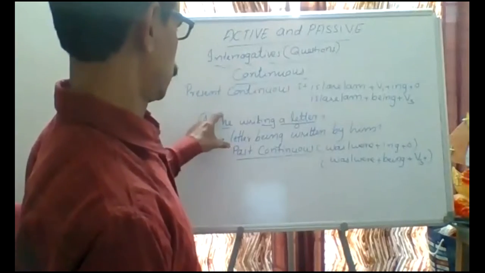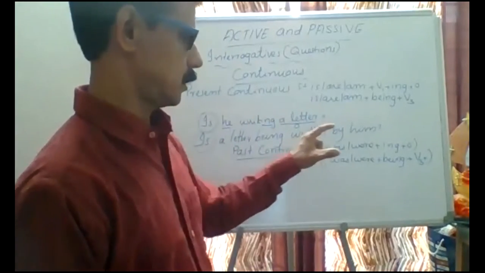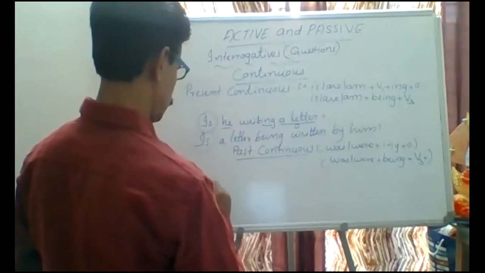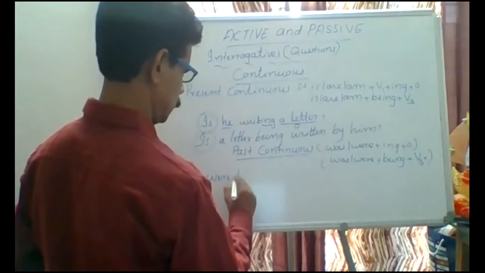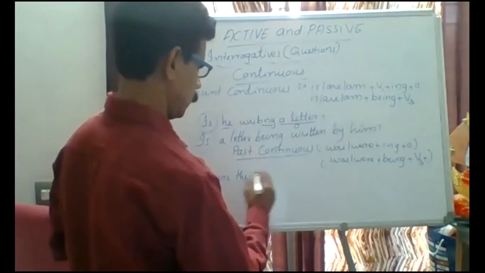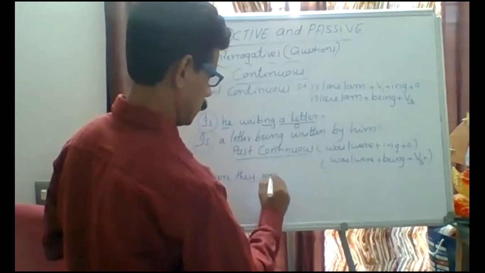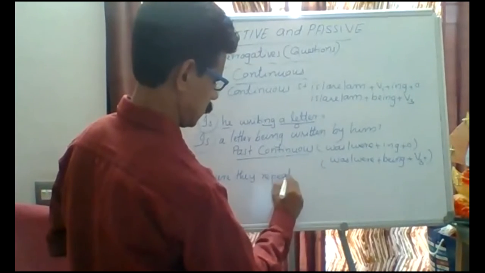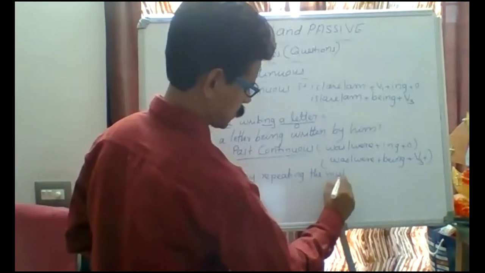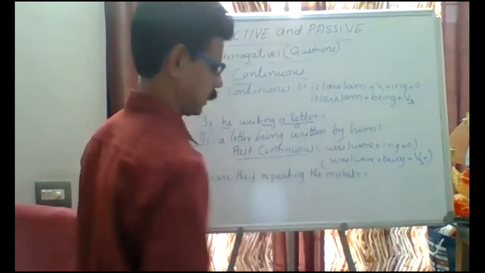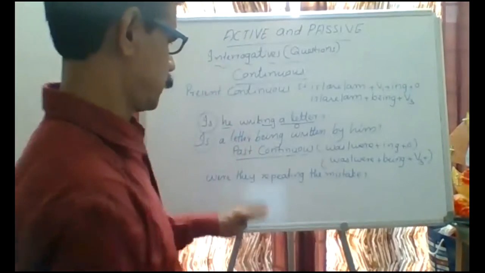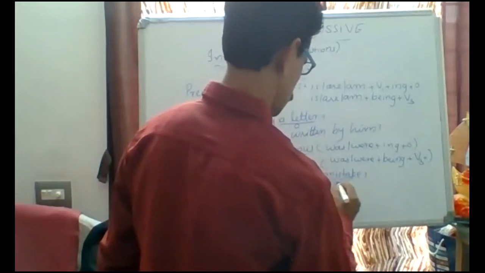So let me guide you. Instead of the same sentence, we can use another sentence. Were they repeating the mistake? Were they repeating the mistake? Because they is plural here. So here, what is the object? The mistake is the object.